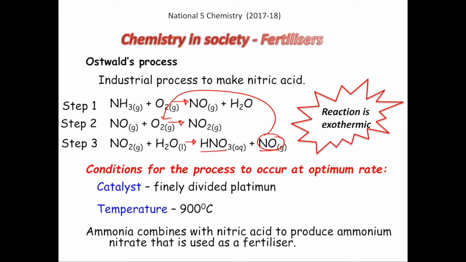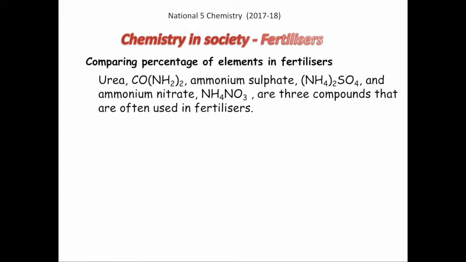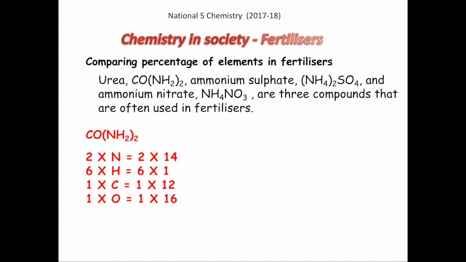Ammonia combines with nitric acid to produce ammonium nitrate, as we have seen before in the reaction, and this can be used as a fertilizer. Now let us look at the percentage of element in the fertilizer to know which fertilizer would provide us the essential element in its maximum amount. So here we are comparing the nitrogen content in urea, ammonium sulfate and ammonium nitrate.